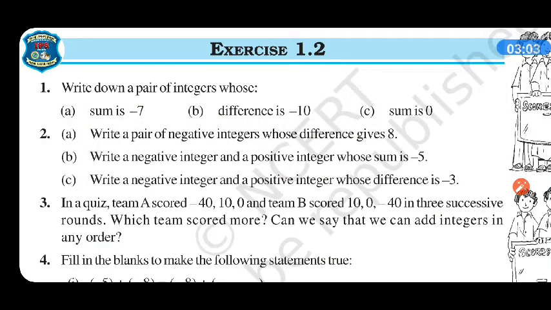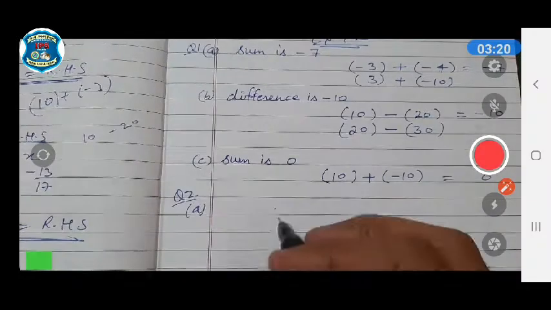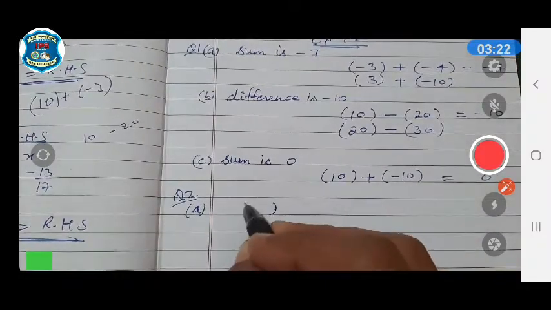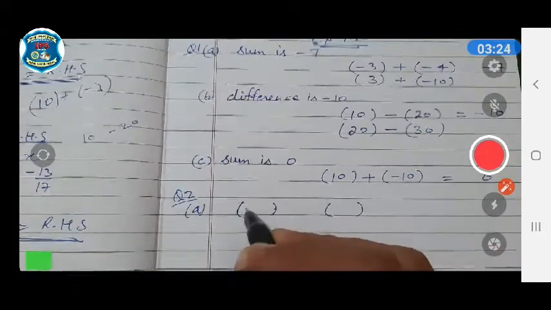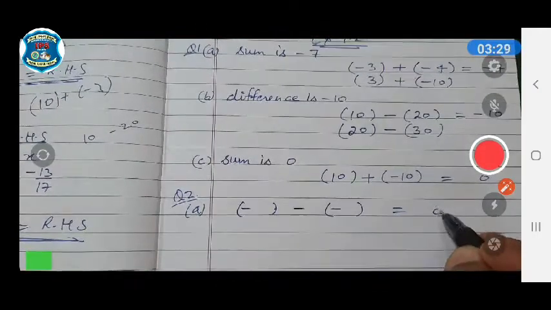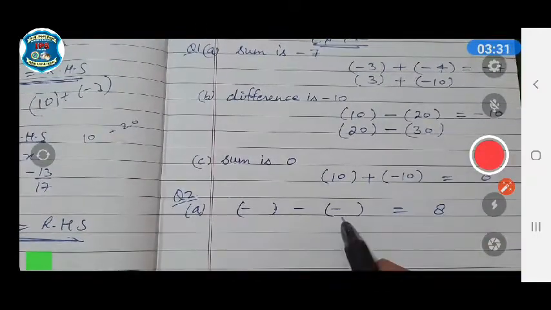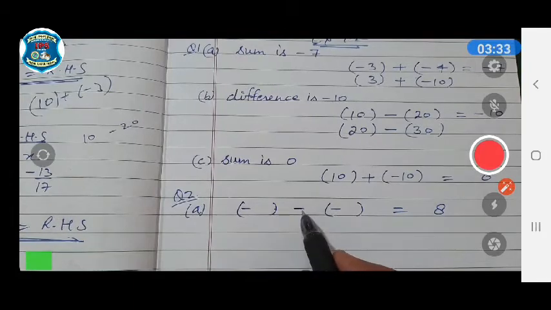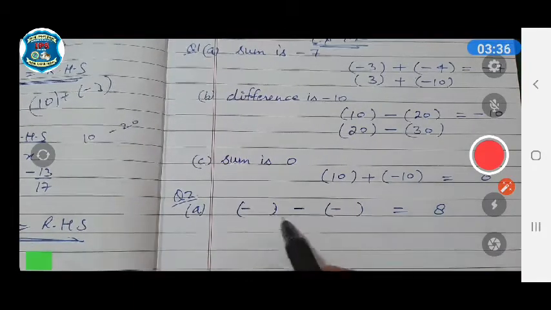The question number 2 is: write a pair of negative integers whose difference gives plus 8. What? Plus 8. Let us see. See, the meaning of the question is a pair of negative integers and their difference must be 8. You have to write in this way. Now you have to fill the value.